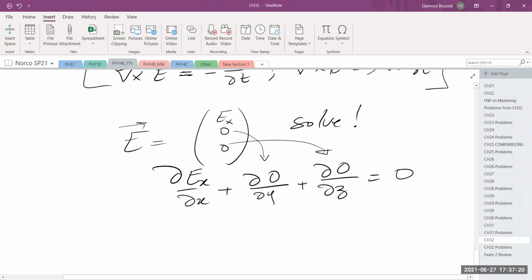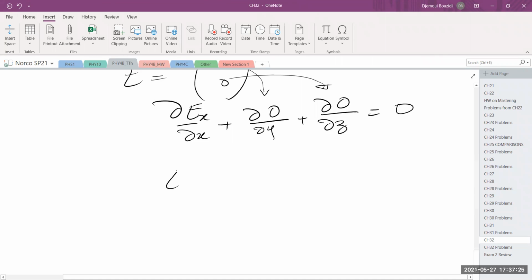But that means that Ex does not depend on x, end of the story. Ex is not a function of x, because its derivative with respect to x is 0. That means it's constant with respect to x. That means it still can depend on y and z and t, but not x, because once you take its derivative with respect to x, it gives you 0.